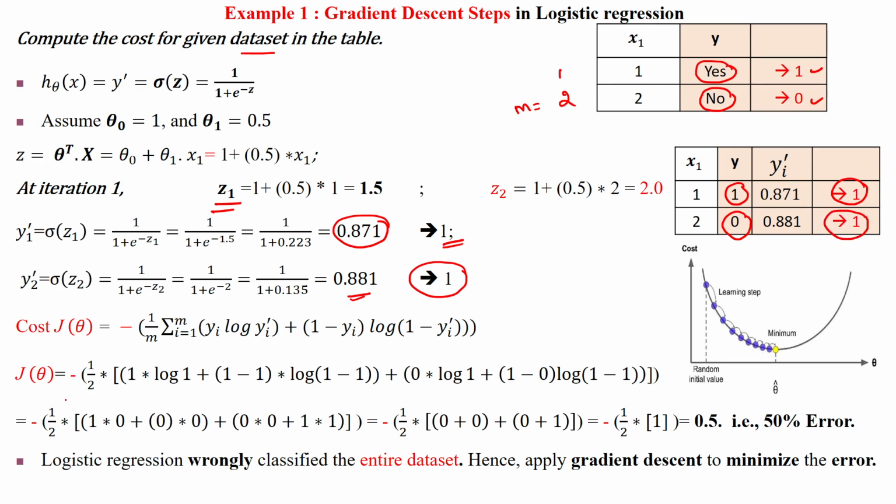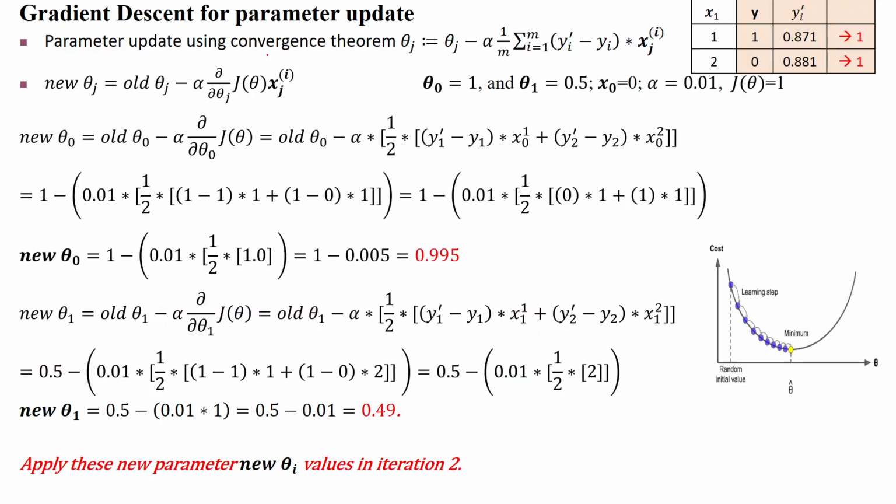Because of the wrong classification, when you calculate the cost function, substituting the values of actual output and predicted output given in this table, you will get 50% error, that is, 0.5 is the cost function. Since it is wrongly classified, for the entire data set we have to apply gradient descent to minimize the error. Gradient descent will use the convergence theorem to update the parameter theta values.